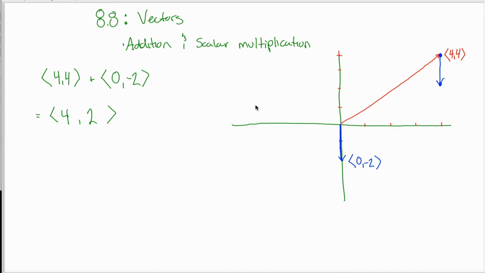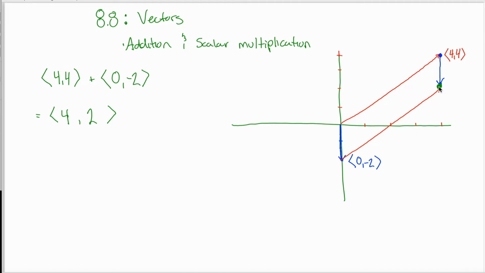And just like addition of numbers is commutative, 3 plus 6 is the same as 6 plus 3, addition of vectors is commutative. So 0, -2 plus 4, 4 is the same as 4, 4 plus 0, -2. Geometrically, we can think about this as sketching the red vector, except starting at the end of the blue vector. And noting that either way, we end up at the same point, pictured in green out here.